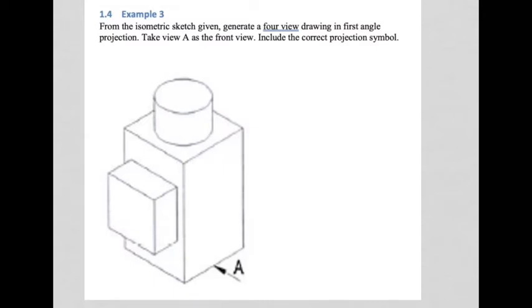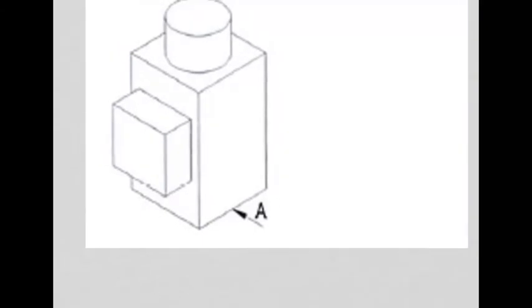So here's another example. Once again, an isometric sketch. Now, by the way, when we talk about isometric sketches, it means that the isometric sketch is one that has a 30-degree angle down here. So if you look at this, it would be 30 degrees, and on this side it is also 30 degrees. So all isometric sketches are drawn like that.